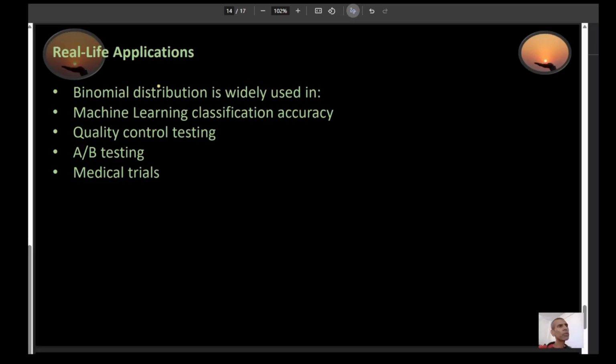Now, this binomial distribution is widely used in machine learning classification, also for quality control testing, for A/B testing, and also for medical trials.